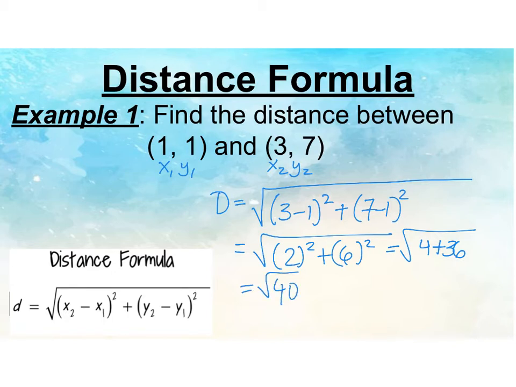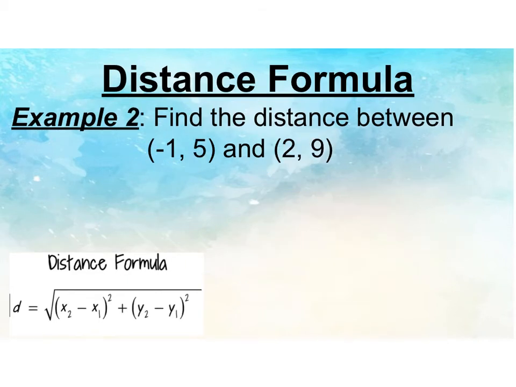You can pick up your calculator, do that on your calculator, and we get 6.32 for the distance between those 2 points. Go ahead and try this one. The answer to this one is the square root of 25, which means 5 units.